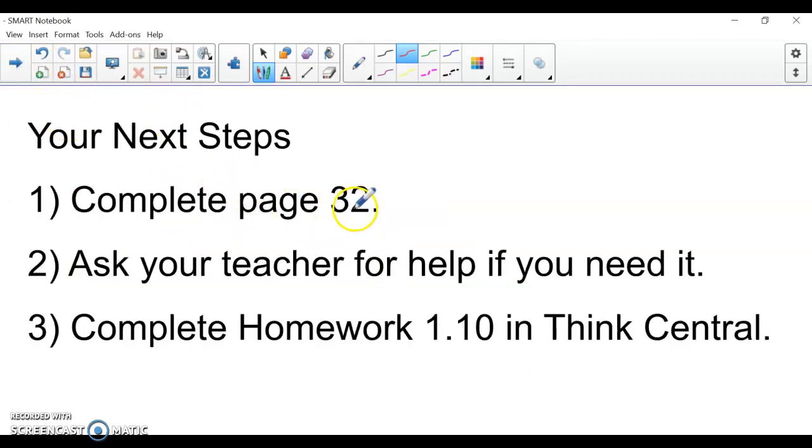All right, so your next step is to complete page 32. Ask your teacher for help if you need it, and then complete homework 110 in Think Central. Go to your teacher for next steps. All right, guys, good luck. Make sure you're asking questions if you have any.